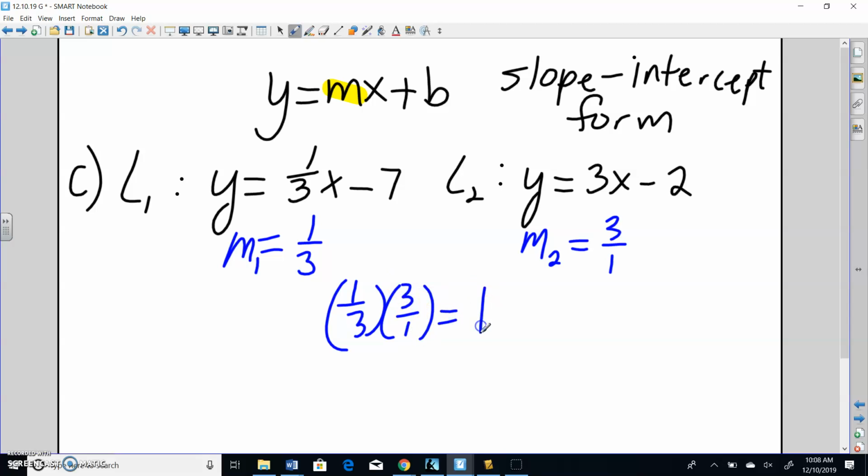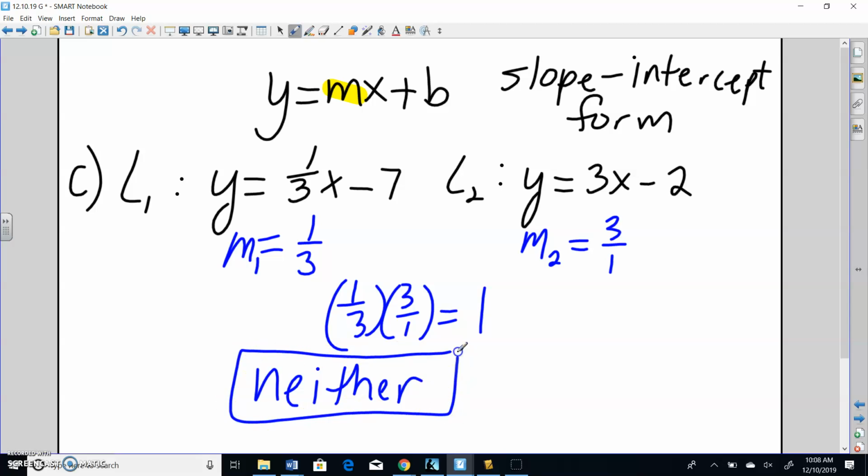1. Does that mean they are perpendicular? It has to equal what? -1. It doesn't equal -1. They aren't equal, so they're not parallel. The product of their slopes is not a -1, so they're not perpendicular. So the answer for this would be neither. The lines will intersect at some point, but they will not be perpendicular.